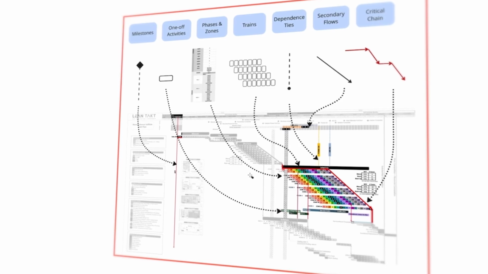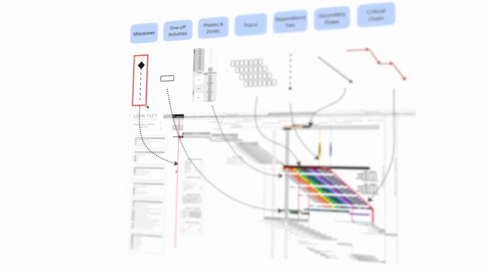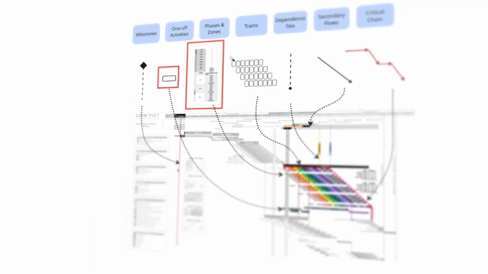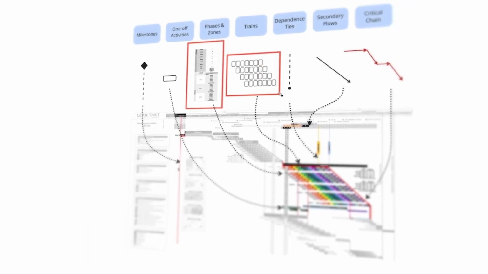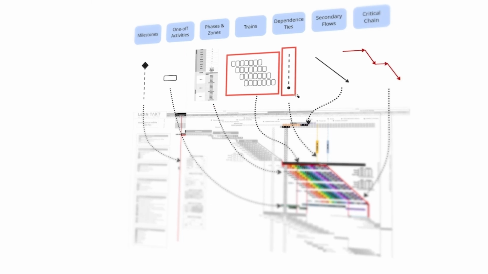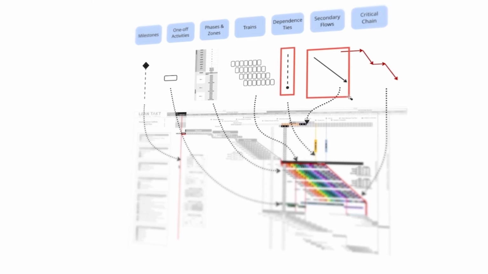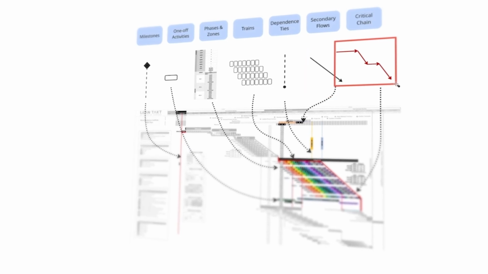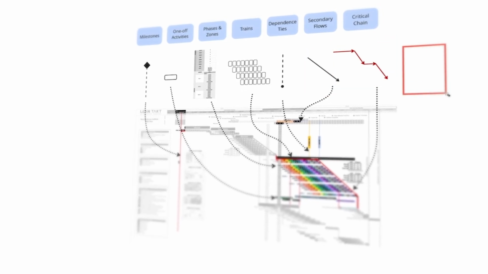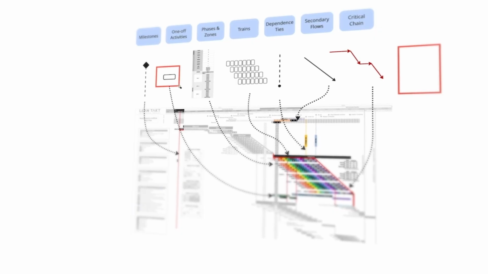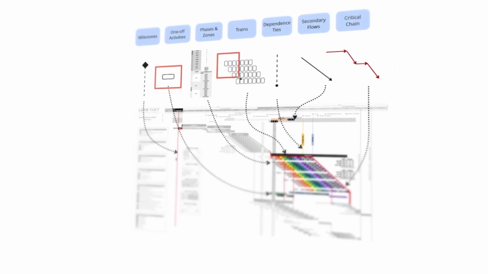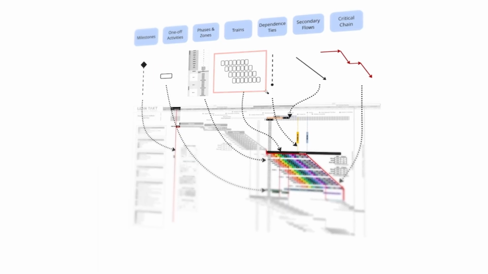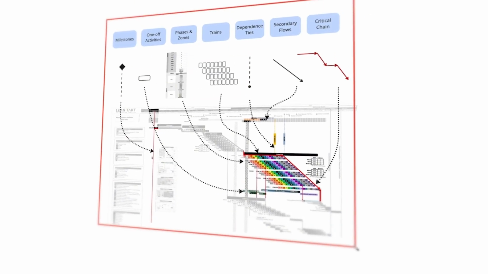And the Takt Production System really is a combination of milestones, one-off activities, phases and zones, your trains of trades, interdependence ties which tie those trains together, secondary flows like procurement, and then your critical chain or your path of critical flow. And then you can also add buffers if you wanted an 8th category, but I usually use buffers in the one-off activities or put them in the train itself. But the bottom line is that these 7 or 8 components are what make up your overall base.